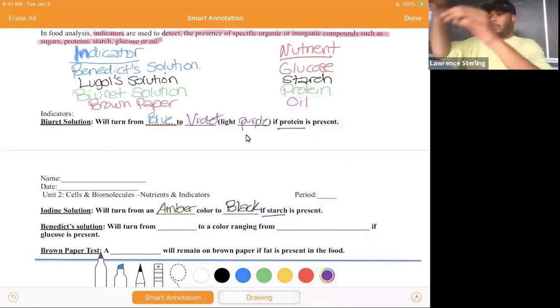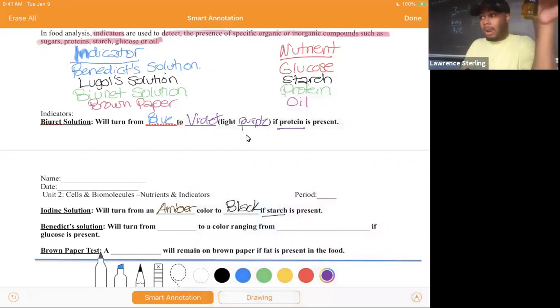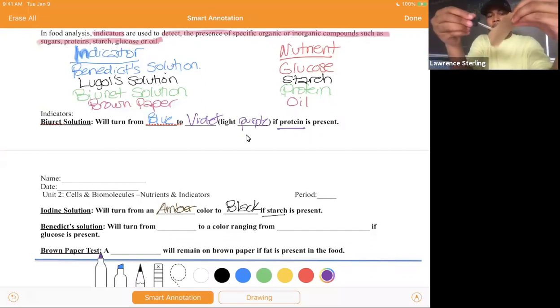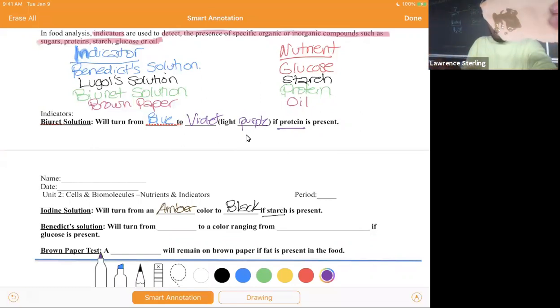All right. Now, last but not least, we have our oil, or last but not least until we go back to our glucose test, right? We have our oil, and we have our brown paper bag. No need to get messy with the oil. You'll be able to see a change almost immediately with just like a dab, right?